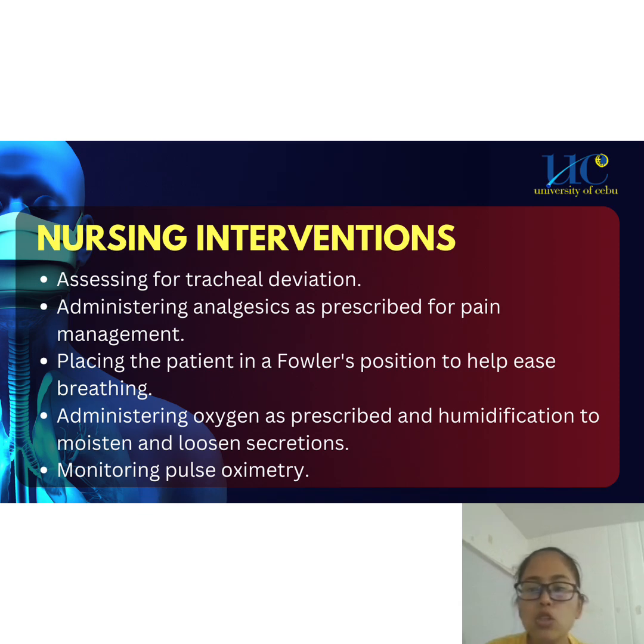Next is administering oxygen as prescribed and humidification to moisten and loosen secretions. Lung cancer can affect oxygen level, leading to hypoxemia. Administering oxygen as prescribed helps to maintain adequate oxygen levels and prevent complications, and humidifying the air can loosen and thin mucus secretions, making them easier to cough up and clear, further improving breathing comfort.